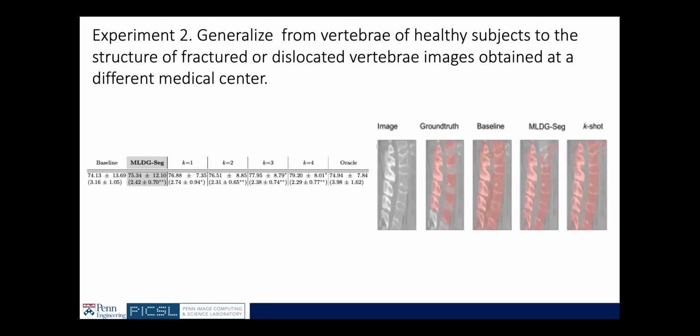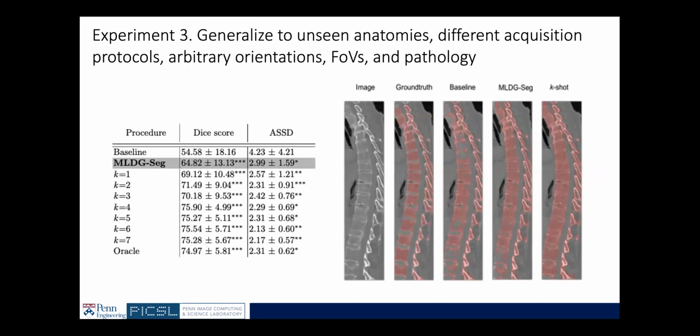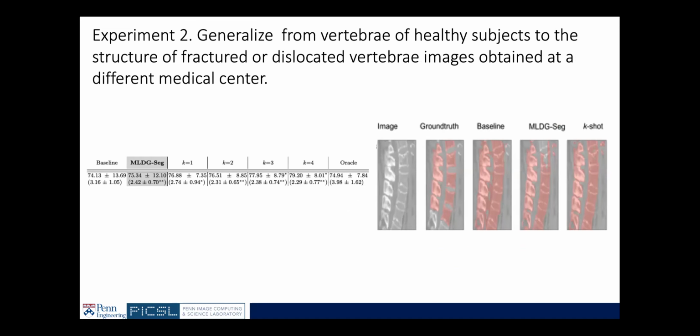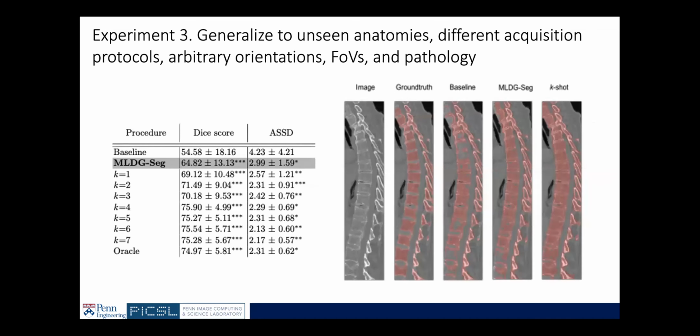The second experiment, as I mentioned before, is to train a network on healthy population and then test it on a data set with dislocated vertebrae. Right? And third is that you train on the first data set, which is healthy, and then test it out on that massive third data set, in which the data comes from different anatomies, acquisition protocols, different orientations, fields of view, and a lot of different pathology.